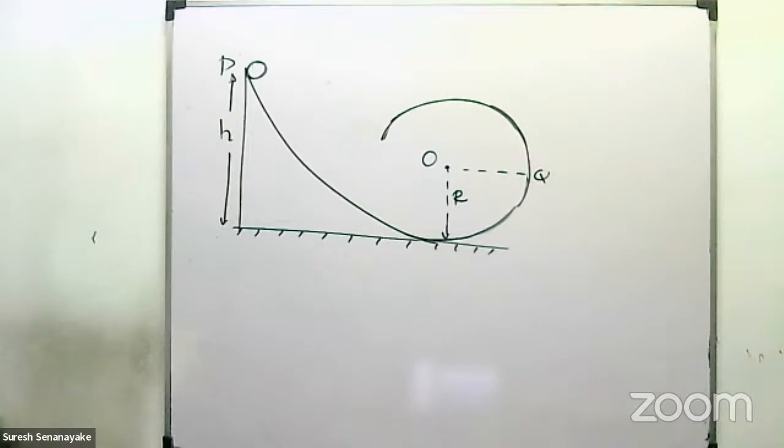I'll repeat: a small solid marble of mass m and radius r rolls down along the loop track without slipping. Find the height h above the base from where it has to start rolling down the incline, such that the sphere just completes the vertical circular loop of radius capital R.